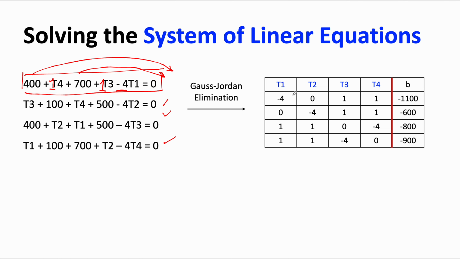Solving this matrix, we get the temperature values, which are these. If you've made the correct matrix, you should get these values as well. So that's it for the finite difference method in solving these node problems. If you have any questions, you can always ask me in the comment section below. Thank you.